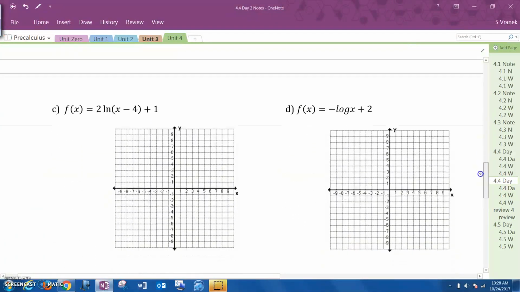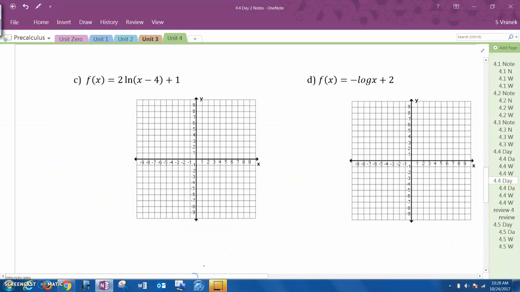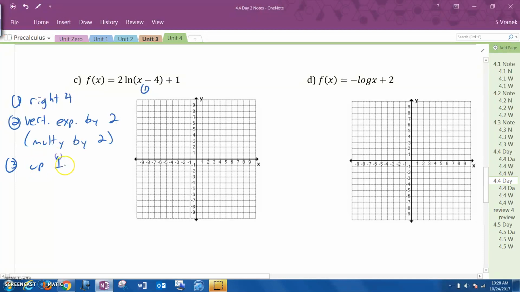Number 3, we're going to add another transformation. This time, first we're going to do this one first because you always do the horizontal shift and then compress. So this would be right 4. Then we have a vertical expansion by 2, which means you multiply the y by 2. Okay? And then finally we move it up 1. So right away I know the vertical asymptote is going to be at x equals 4. That's fine. So we know that for the graph.